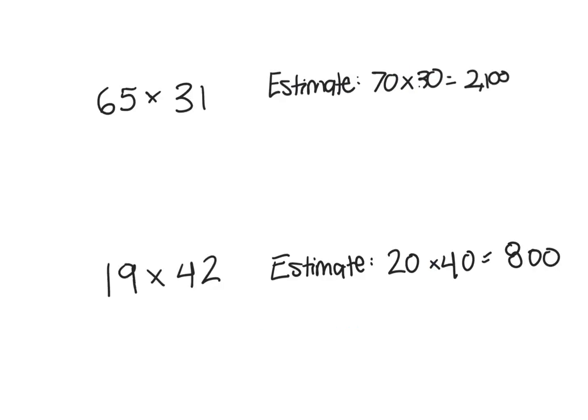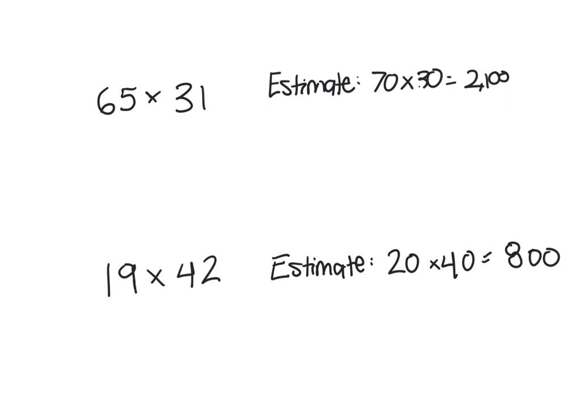Okay, let's just do a couple more examples together. So if I have 65 times 31, I keep forgetting to go back to our estimating lessons. So I know if I estimated, 65 rounded up to 70 and 31 rounded down to 30, I would get 70 times 30. So my estimate of 2,100, that's where my answer should be close to. And that will tell me if the answer I get in the end is reasonable.